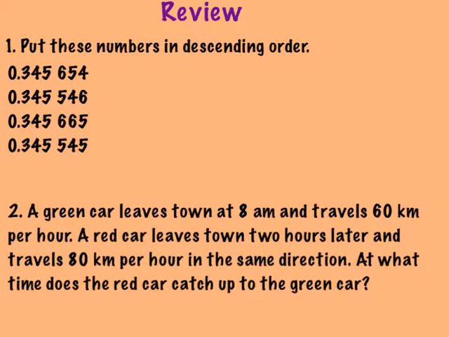2 quick review questions. Put these numbers in descending order. And a green car leaves town at 8 a.m. and travels 60 kilometers per hour. A red car leaves town 2 hours later and travels 80 kilometers per hour in the same direction. At what time does the red car catch up to the green car? You'll need to make a list to help yourself solve that problem. Hopefully that'll only take you a few minutes and you will be done.